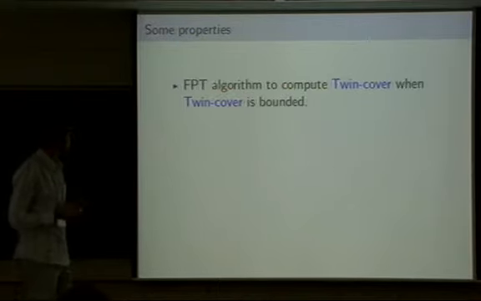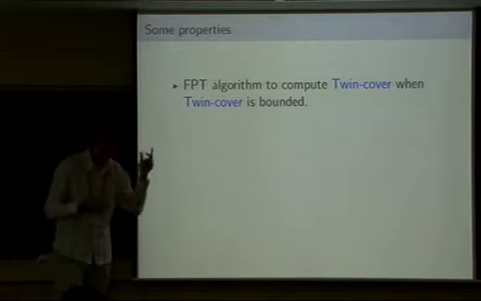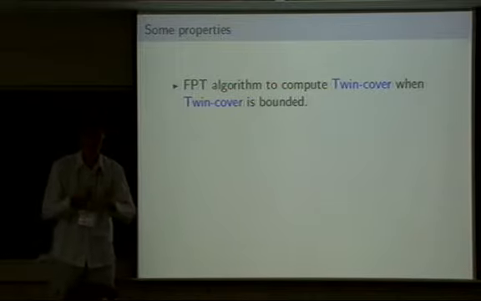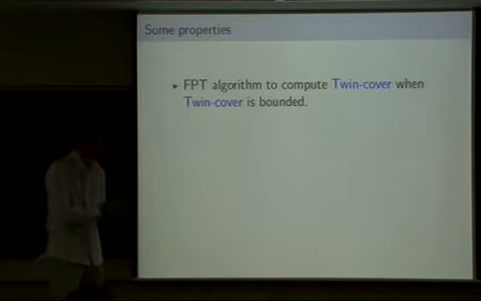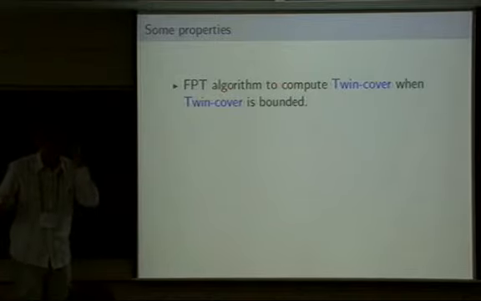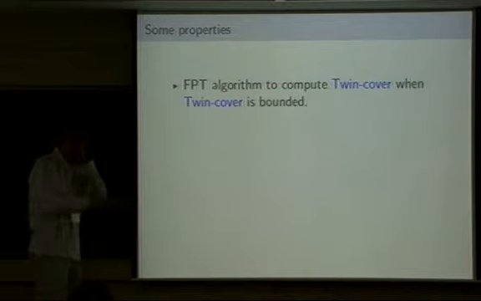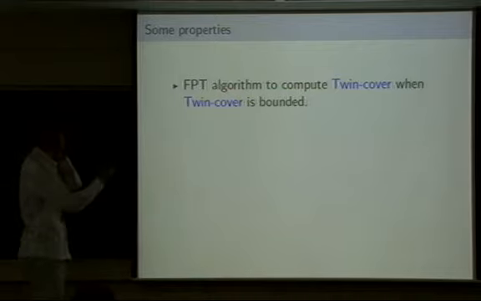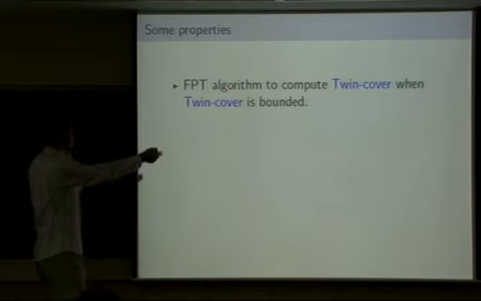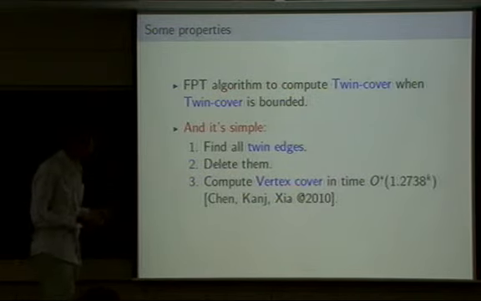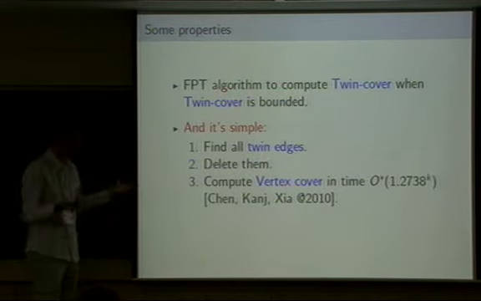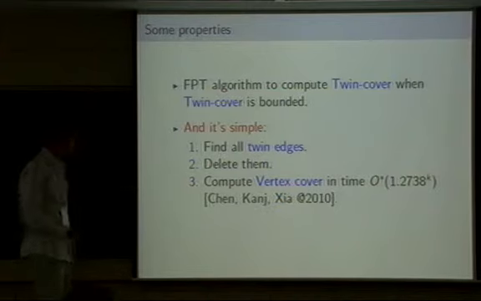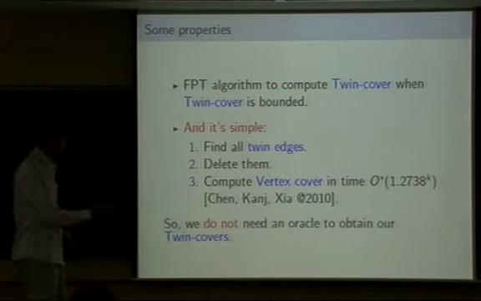And so, some properties, if we consider this as a width parameter. The first thing is that we need to make sure that if the twin cover is bounded, we can actually compute it. Because if we couldn't, we would get the same situation as with clique width, where we had all these nice algorithms, but we couldn't compute the k-expressions or the clique width decompositions, so we needed an oracle. But we don't need it here. Here we just have an FPT algorithm to compute twin cover when it is bounded, and it's actually really simple. You just find all the twin edges, then you delete them all at once. You have to do it all at once, and then you compute the vertex cover. And we don't need an oracle, so that's nice.